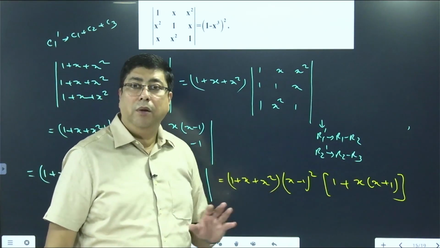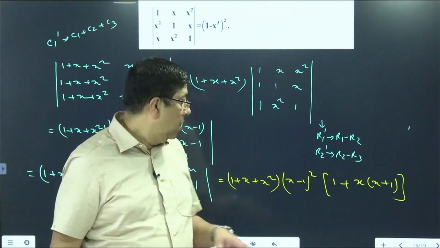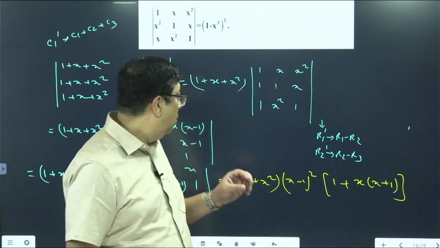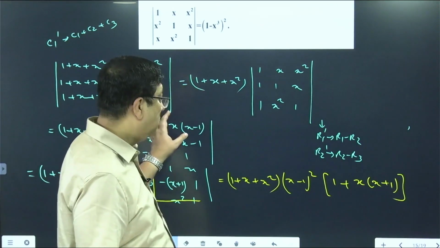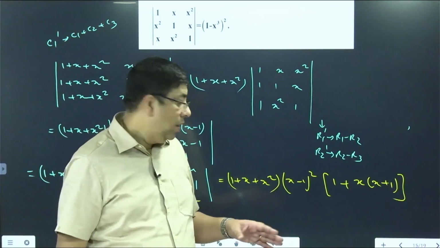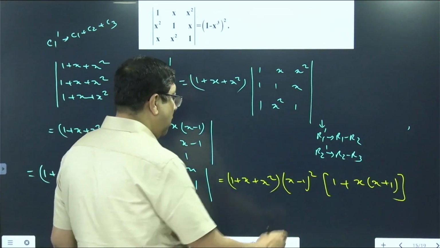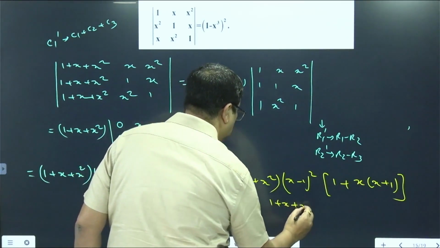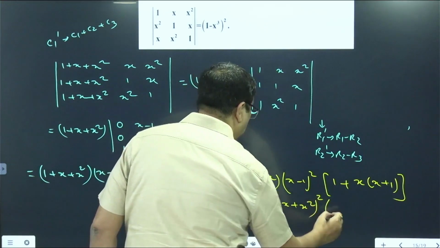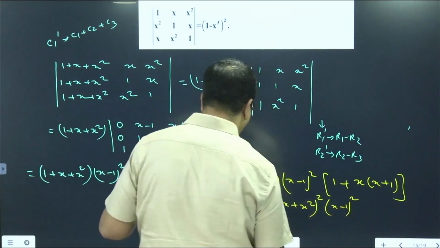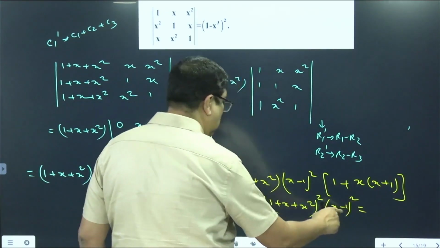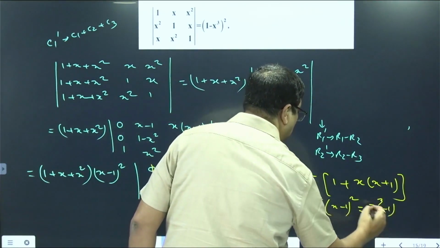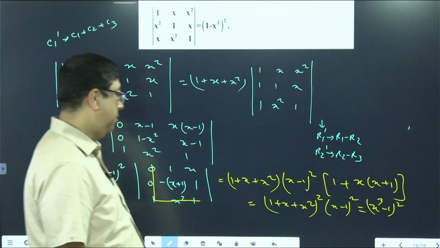Everybody remember one thing, for the entrance examination, this determinant is really a problem. So we have to take out all the factors, the maximum factors. Then what is coming here? 1 plus x square whole square, x minus 1 whole square. So we are getting here a minus b into a square plus ab plus b square, that is x cube minus 1 whole square. Sum is over.